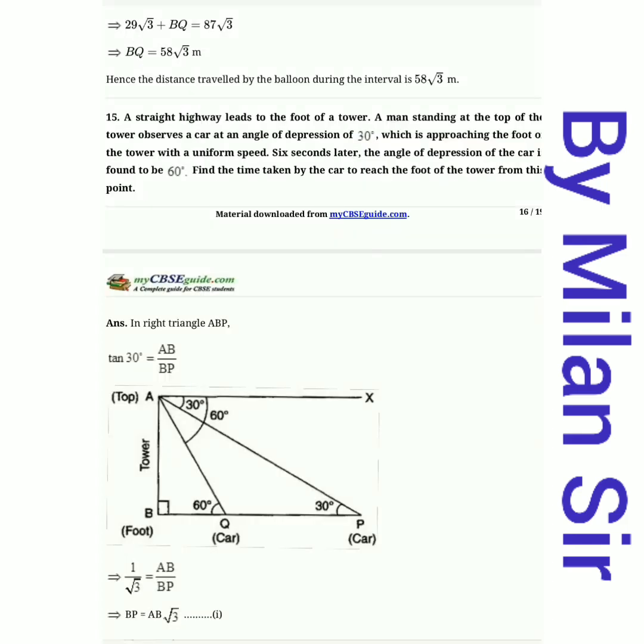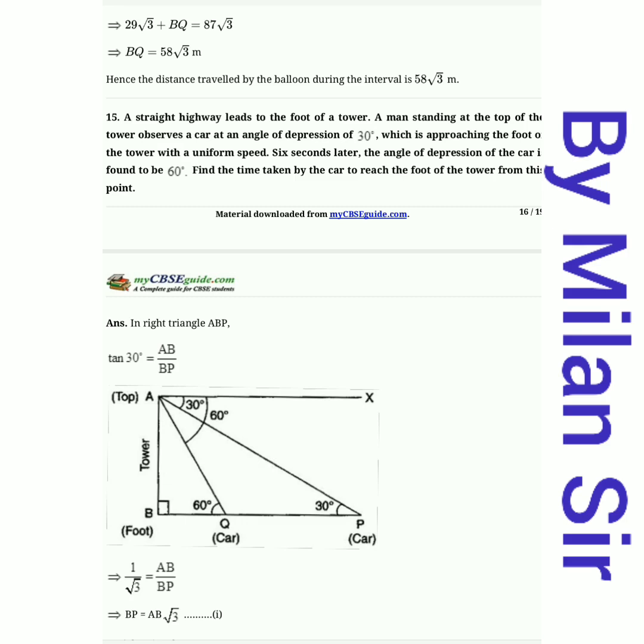Question number 15. A straight highway leads to the foot of a tower. A man standing at the top of the tower observes a car at an angle of depression of 30 degrees, which is approaching the foot of the tower with a uniform speed. 6 seconds later, the angle of depression of the car is found to be 60 degrees. Find the time taken by the car to reach the foot of the tower from this point.